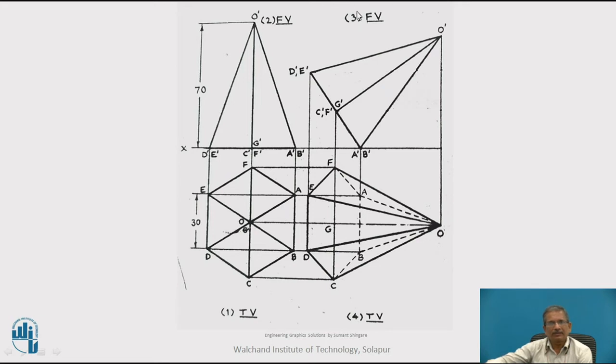So, now the observer is here. He is observing the top view. The points most away from the observer are A and B. So, the lines related to A and B will be dotted lines. So, what are the lines related to points A and B? AB, OA and OB. So, these three lines, as well as AC and BF.